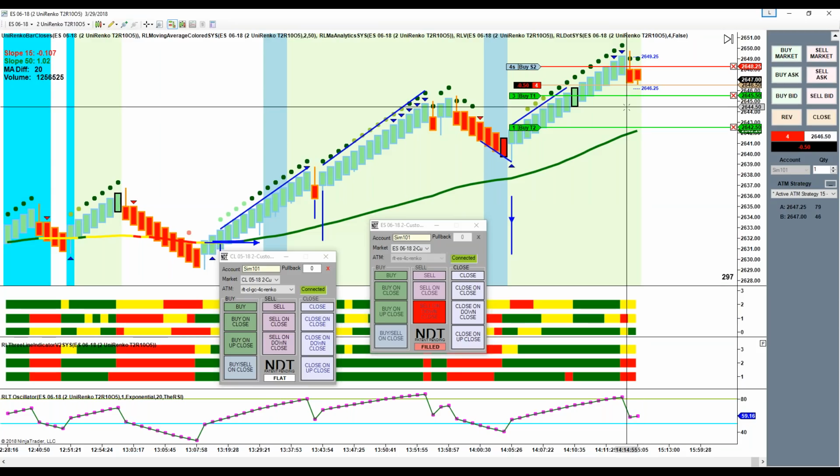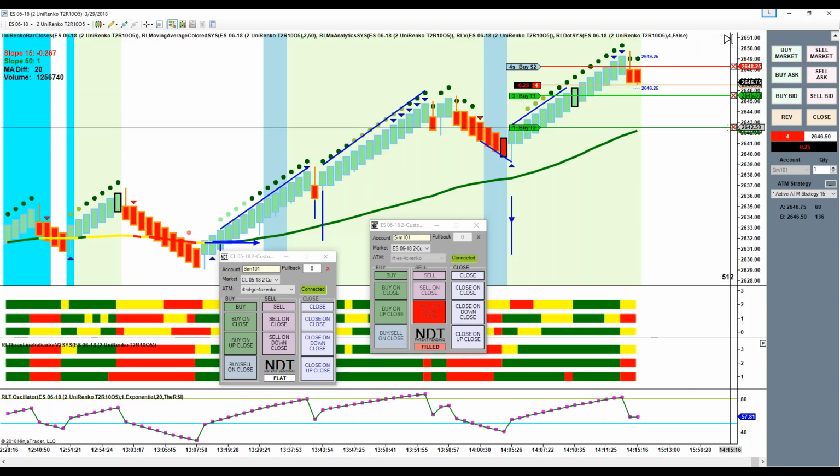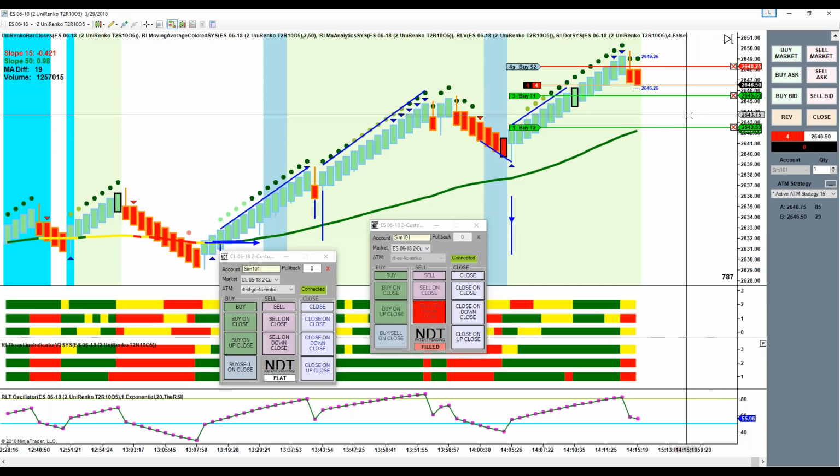Now, there's no trade. We have no oscillator. This is where, if you take a trade, you can wind up with getting a loser. There's our first target, 4 ticks. And here's our second target. How many ticks is that? It should be 2642.